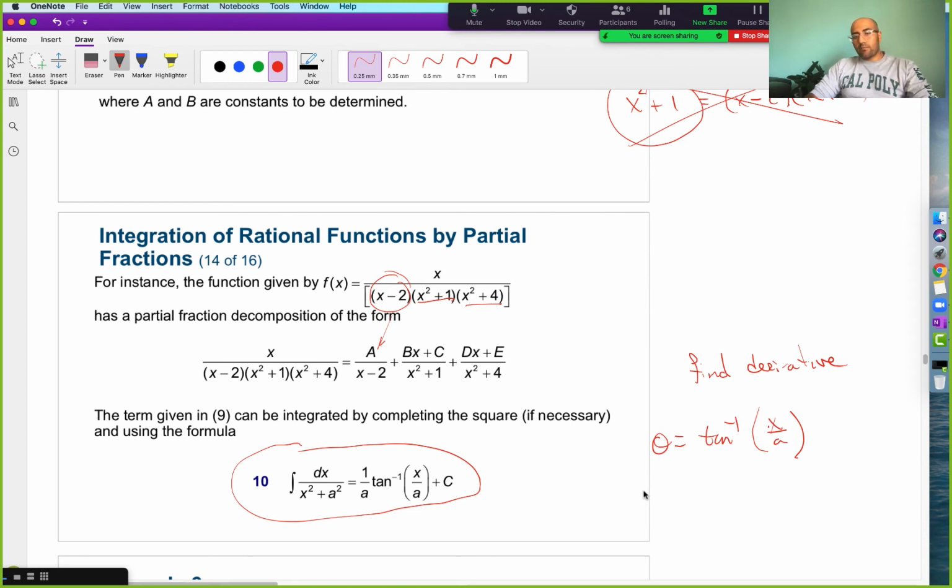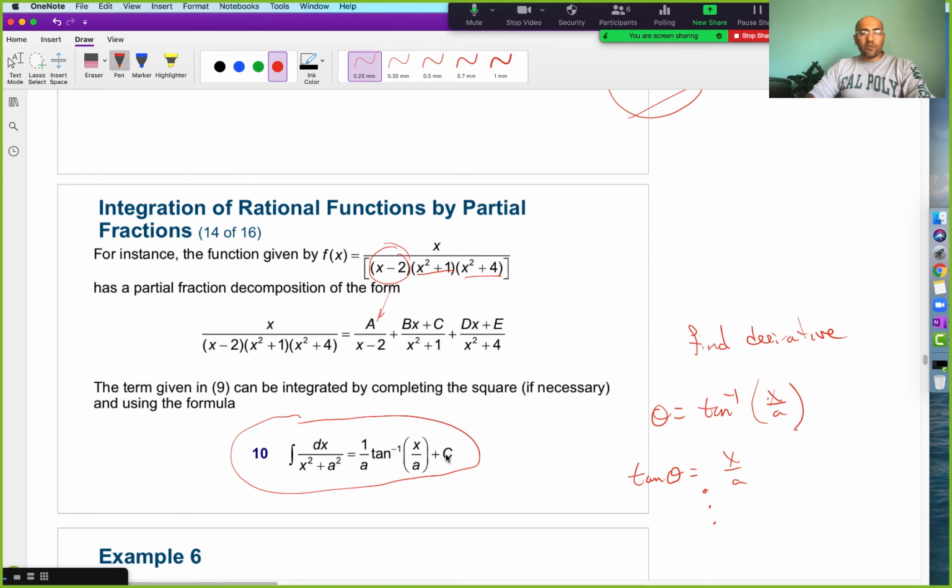Then we bring this over and do tangent of theta equals x over a, and now we proceed. Find the derivative, and then we'll be able to figure it out from there. And that's how you were able to figure this out. Okay, so if you don't remember that, go back to calculus 1 and try and find this in your notes. But it's just one of the standard ones we know for now.